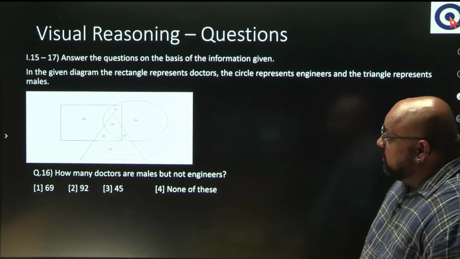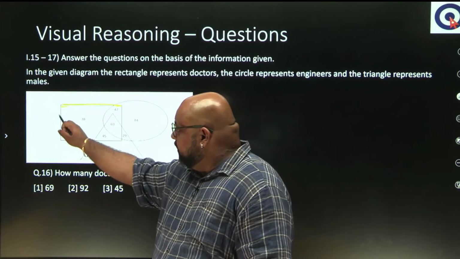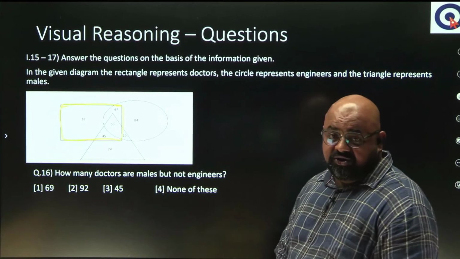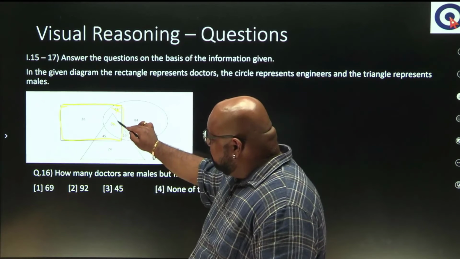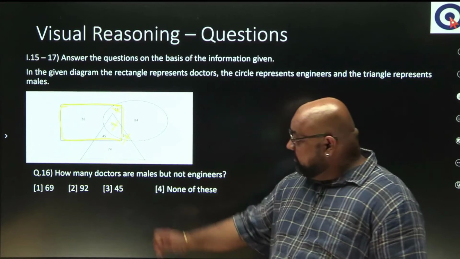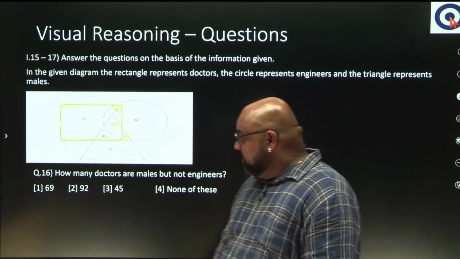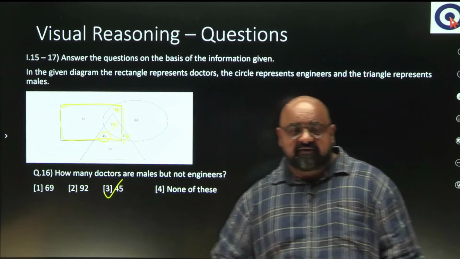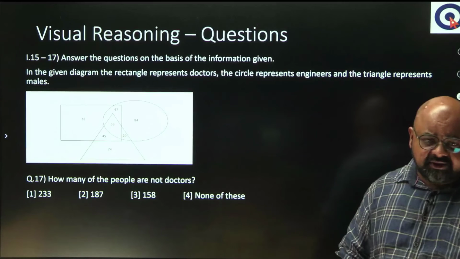Next, how many doctors? Doctors were the rectangle. So we are looking at the rectangular part. Are males but not engineers. Engineers are the circle. So first of all, I remove the circular part because I don't want the engineers. Right? So I am left with these two values. These will be the people who are not males. These will be the people who are males. So how many doctors are males but not engineers? This becomes the answer, which is written as 45. Straightforward, just look at the question, find the value and answer.